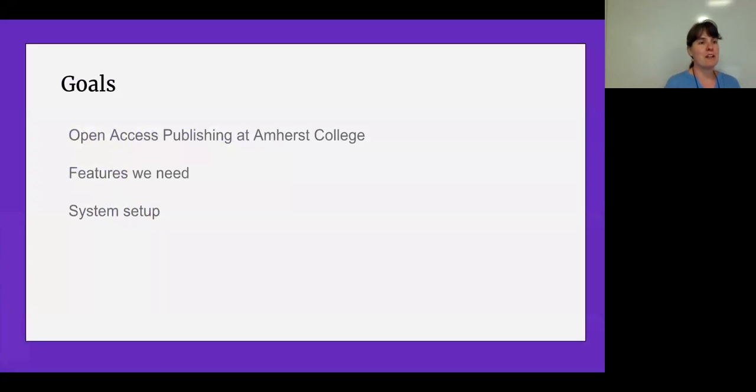So I want to talk about open access publishing at Amherst College. A little bit about what open access is in general. I think a lot of you are probably familiar with it working in higher ed. We're always trying to get information out there to people. The features that a press might need and what we've needed, we'll look a little bit at our system set up at Amherst College, what we're currently doing, and also teach you a little bit about goats as we go through this.